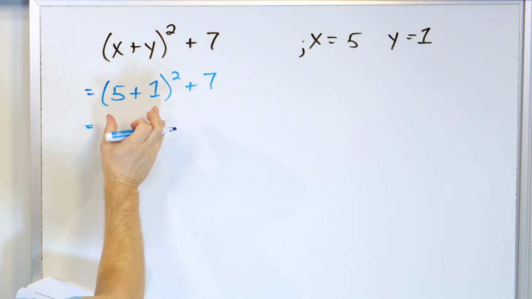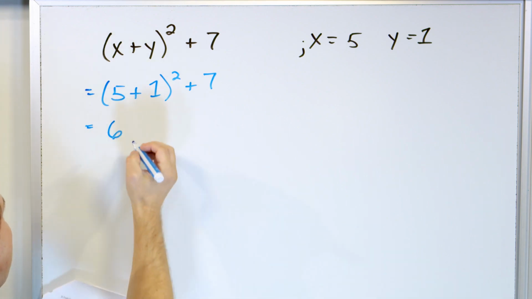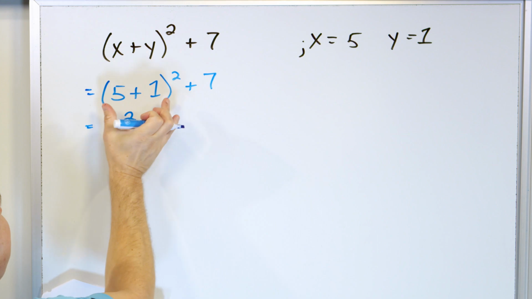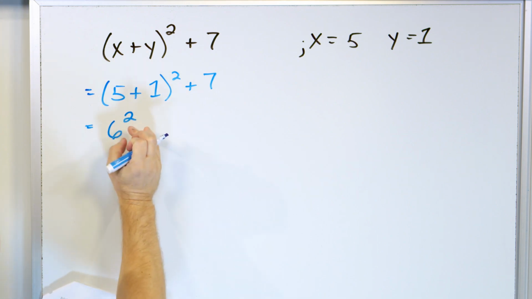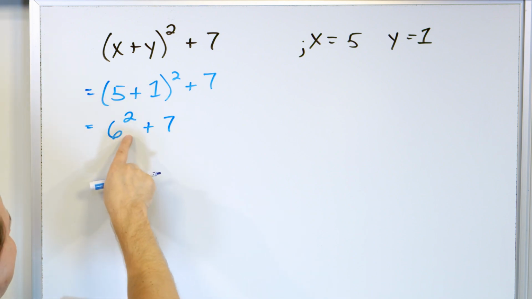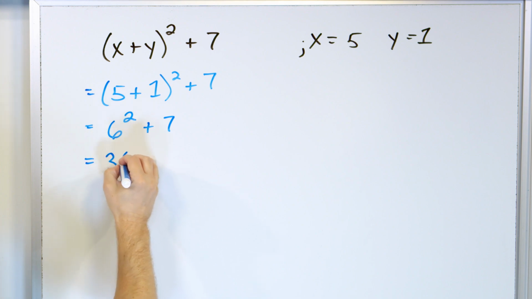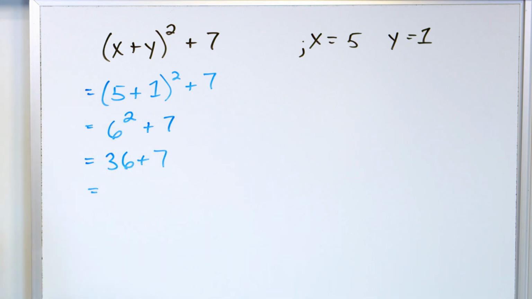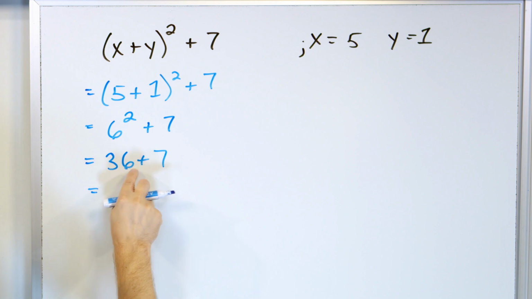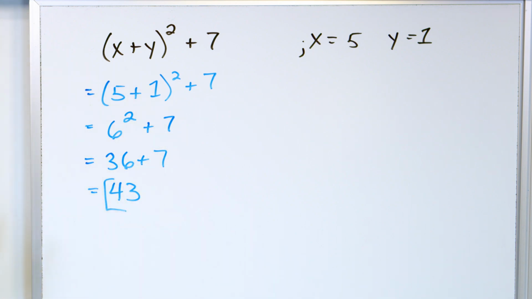Now, I have parentheses. I have to do what's inside of here first. 5 plus 1 is 6. I can now drop the parentheses, but don't forget I still am squaring whatever the result is, so it's 6 squared. And I add that 7. The next thing we do after parentheses is exponents. 6 squared is 6 times 6. 6 times 6 is 36. And then finally, the very last step, I add to this. 36 plus 7 is 43. +43, and that is the final answer.